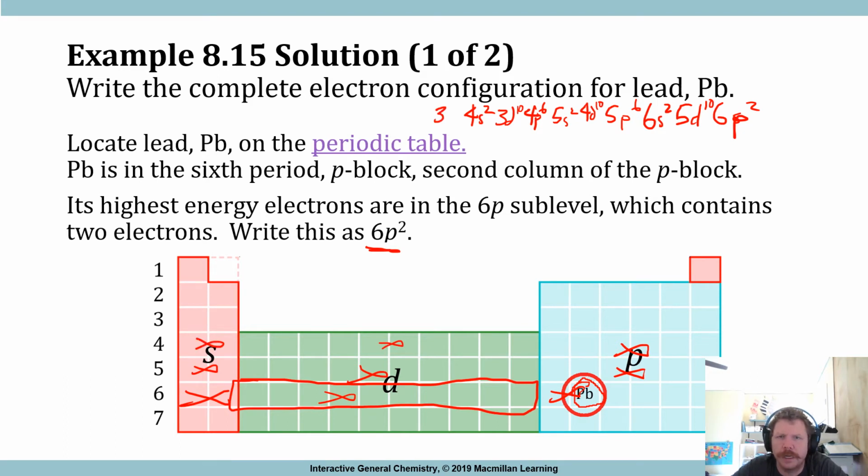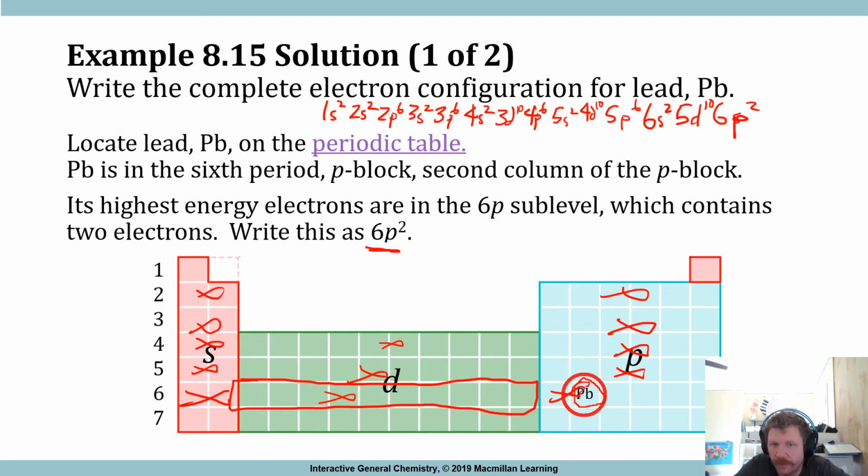Now 3p6, right here, I'm done with those. 3s2, done with those. And then 2p6, 2s2. And finally, 1s2. That's it. That is the complete electron configuration for lead.